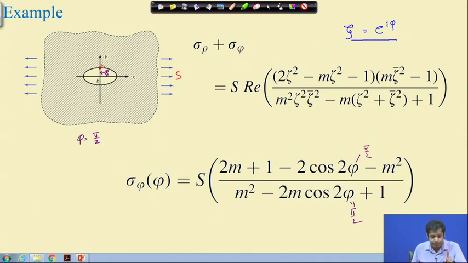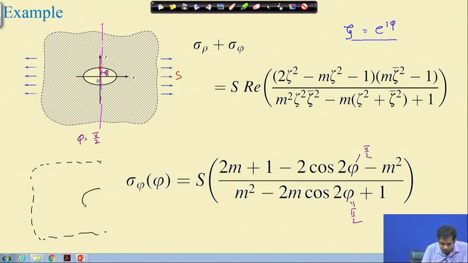Which component of stress do we get? Suppose you break it like this, you cut it at this point, this is a section, and then the section looks like this. This is your outer periphery, and this is the half circle, and this is the section. And we want stress at this point. Now, what is sigma phi? Sigma phi is essentially stress in this direction.